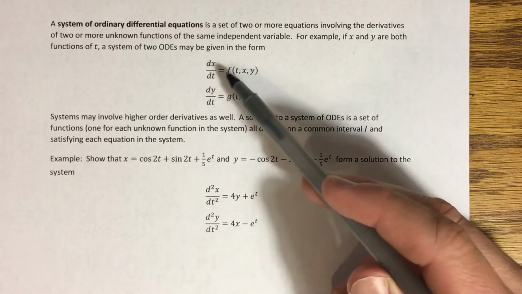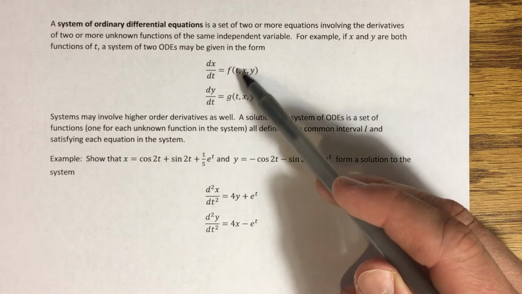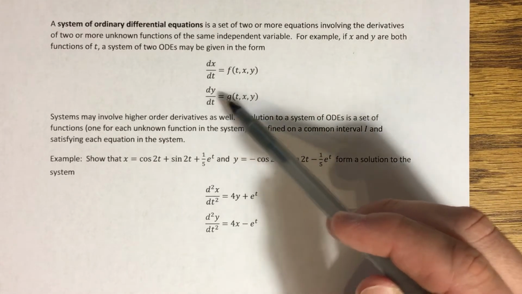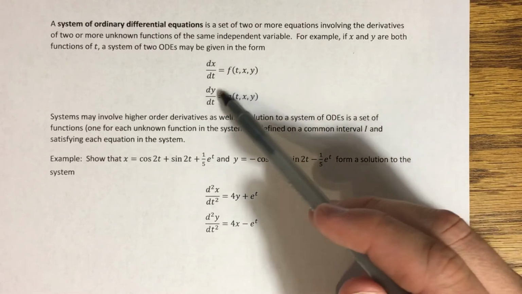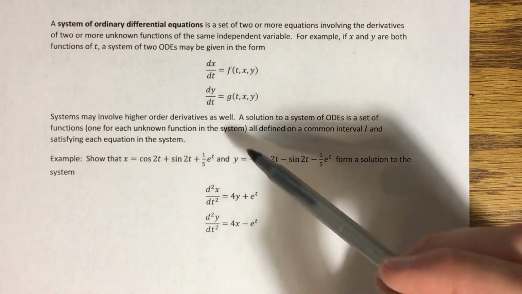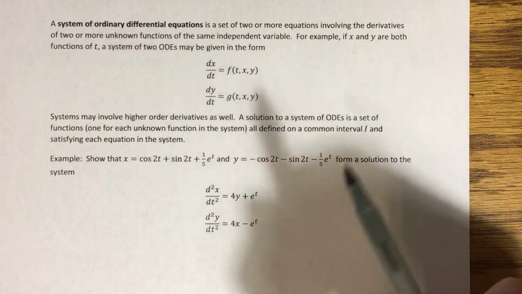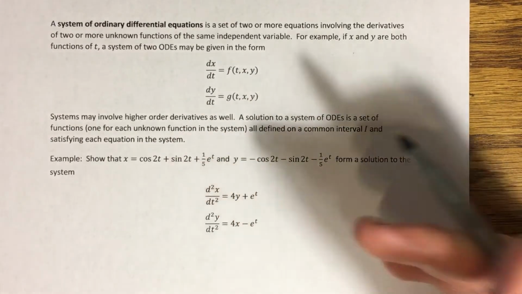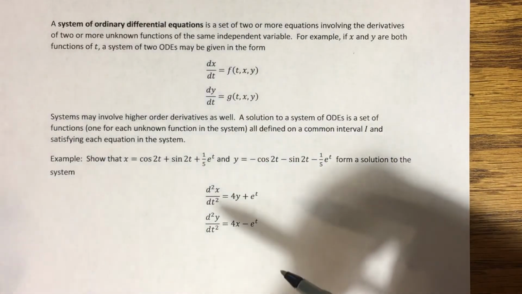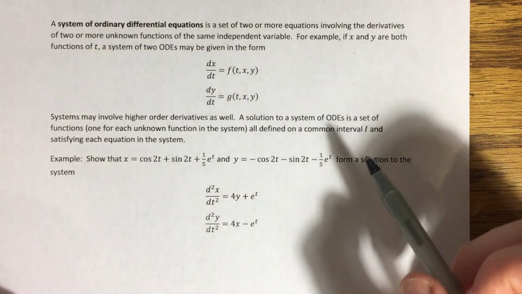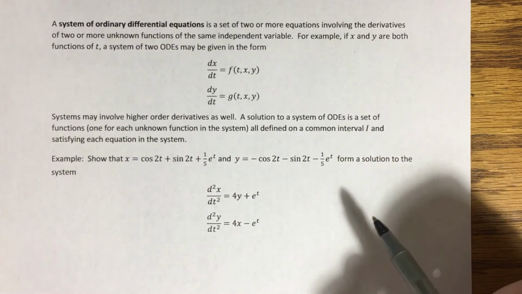dx/dt equals some function of t, x, and y. dy/dt equals some function of t, x, and y. In this case, these are first-order equations, but they could have higher-order derivatives in them as well. In fact, the example that we're going to look at down here has equations that are second-order equations. So let's give this a shot.